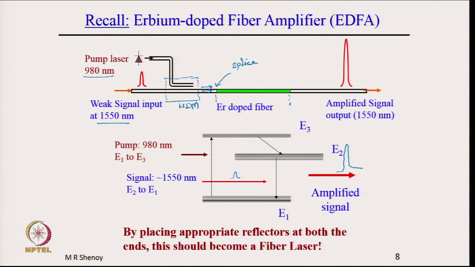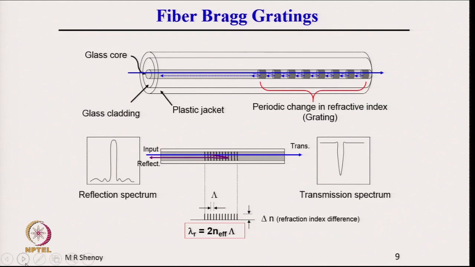Now, the amplifier is already there, namely the active medium and the pump form the amplifier. If we place two mirrors at the two ends, so one end is here, if I place a mirror here, for example. If we have two mirrors here, will it form a laser? The answer is yes, it forms a laser.